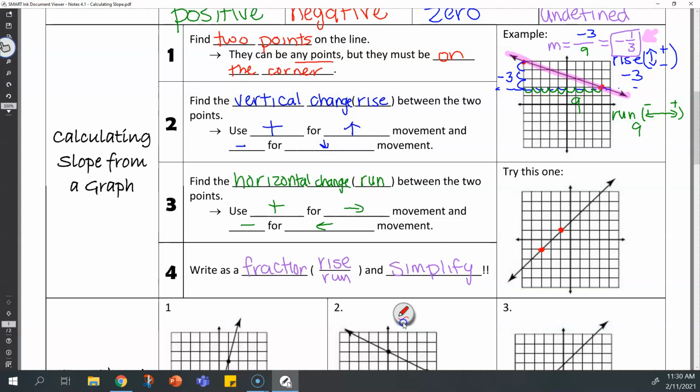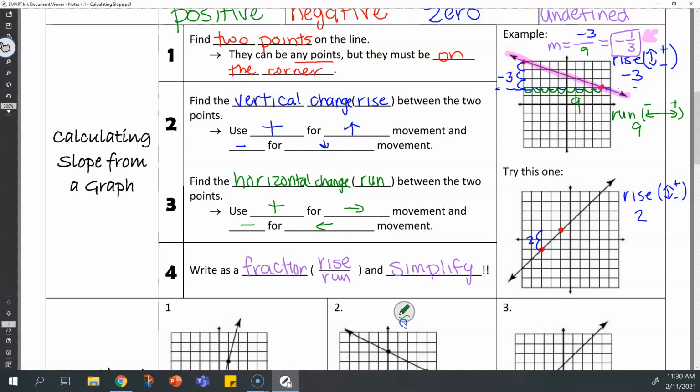So I'm going to calculate my rise first. Remember, the rise is the change up or down. If I go up, I'm going to use a positive number. If I go down, I'm going to use a negative number. I like to start with the point on the left. So I'm going to go up 1, 2. So my rise is a positive 2.